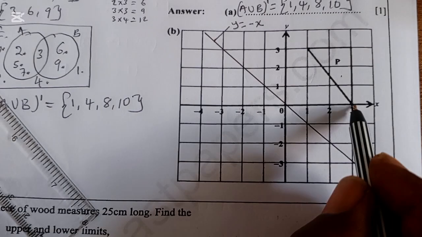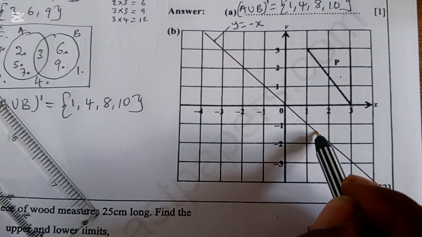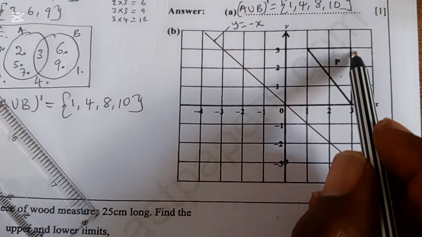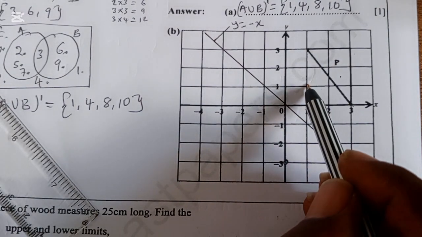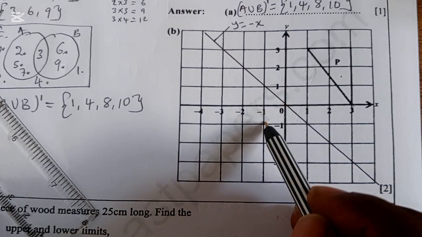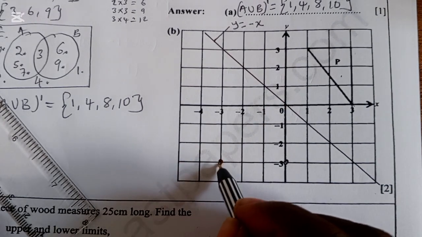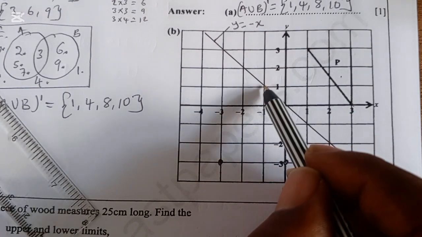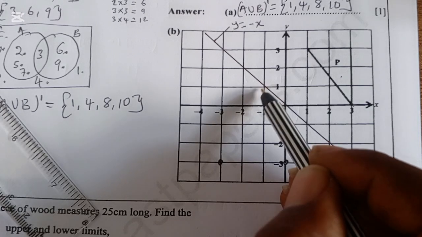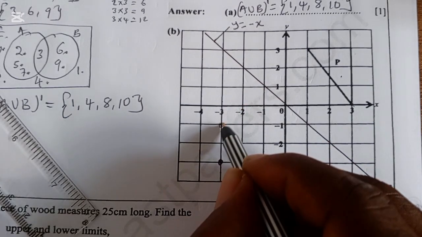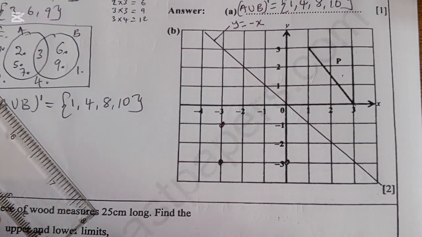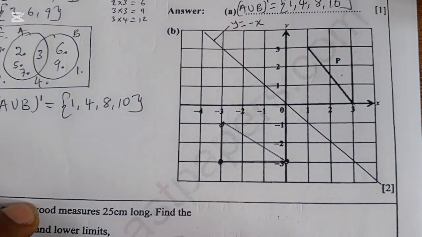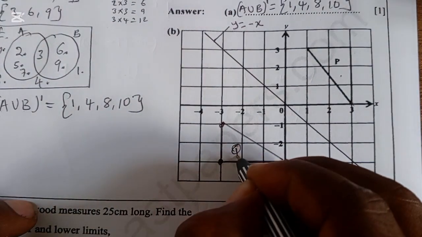So let's count. We have 1 and a half, half, 1. So here we have 1, 2, 3. Here we have 1, 2, 3. And then there is also this point, 1, 2. From here going the other side, we need to count 1, 2 as well. So these are the 3 points. So now, this is Q.